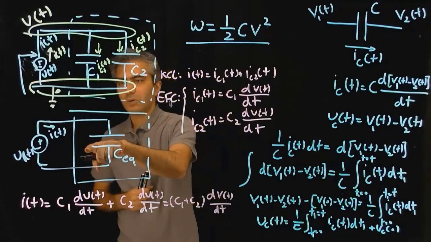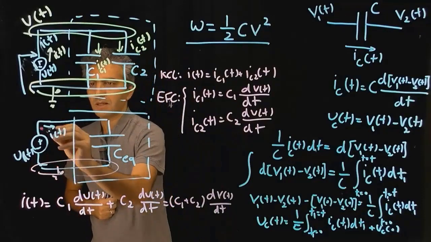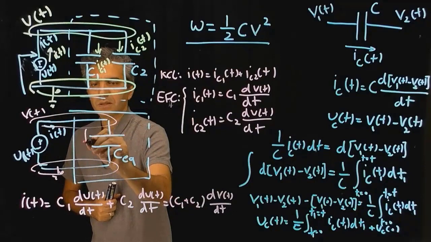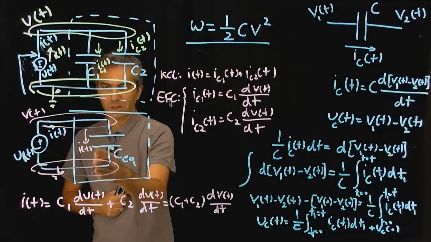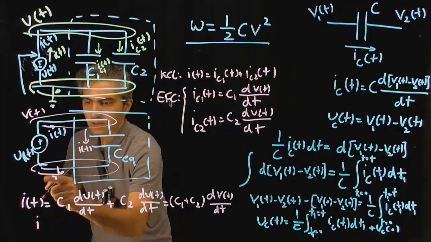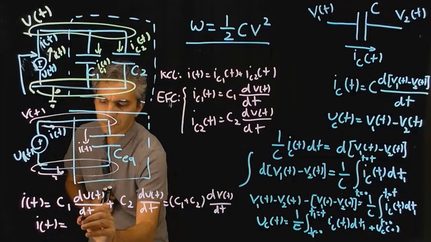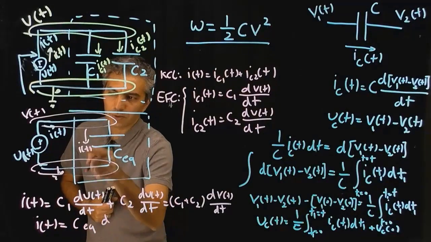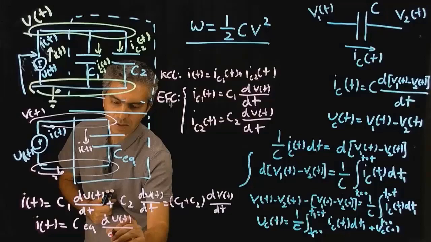Now, if I write the equation for this circuit, what do you think the result is? Simple. That's my ground, let's say. That's my Vt. And there's only one current in this circuit, and that's It passing through the equivalent circuit. So the equation for the second circuit is: It is equal to C equivalent times d(V(t), the voltage of that top, minus the voltage at the bottom, 0)/dt.